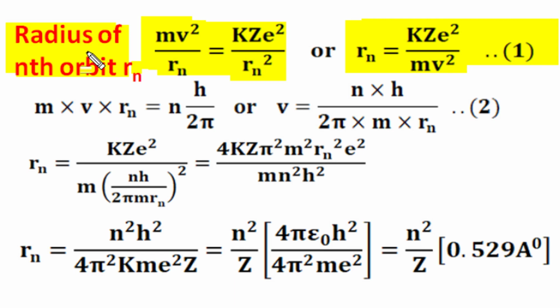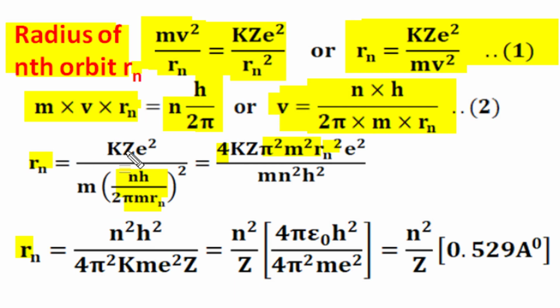Now the second postulate states that the angular momentum of an electron in the nth orbit, with mass m, velocity v and radius of orbit Rn, given as mvr, is an integer multiple of h upon 2 pi, so it is nh upon 2 pi. From this we can say the velocity is nh upon 2 pi mRn, and we can substitute this velocity from the second expression into the first expression, and it is simplified.